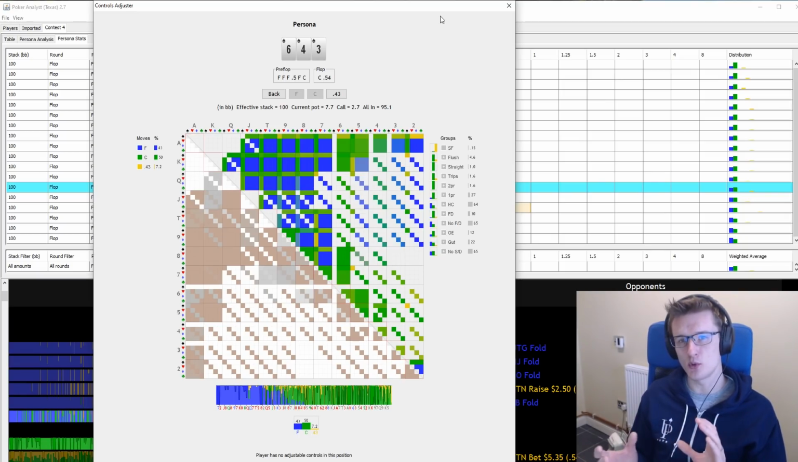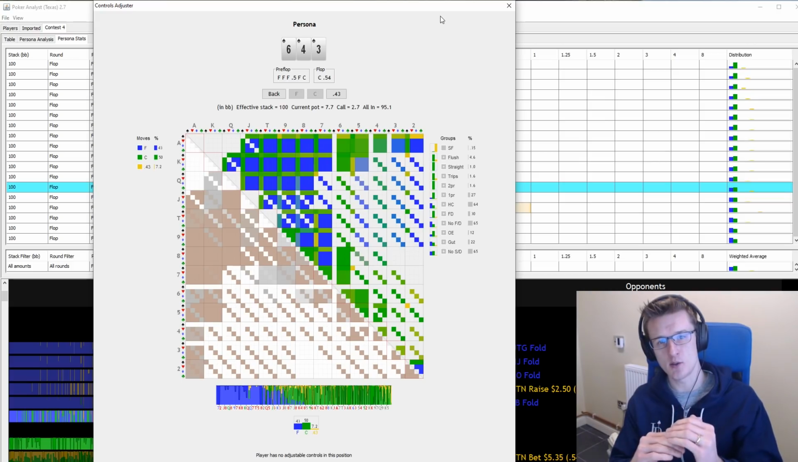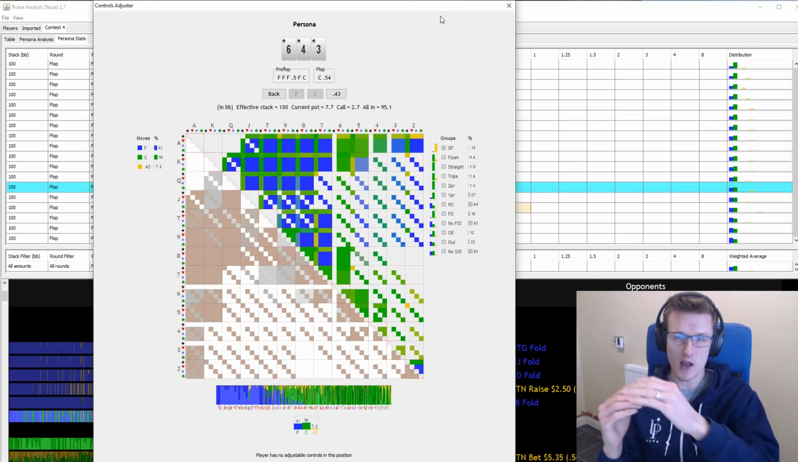There's an example on a King Jack 10 monotone board where our opponent is c-betting a smaller size, and also on a King Jack 10, both players have fewer flushes because the King, the Jack, and the 10 are high flush cards. Both players are going to have more high flush cards in their range than low ones.